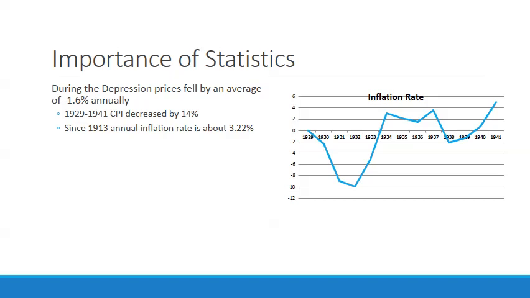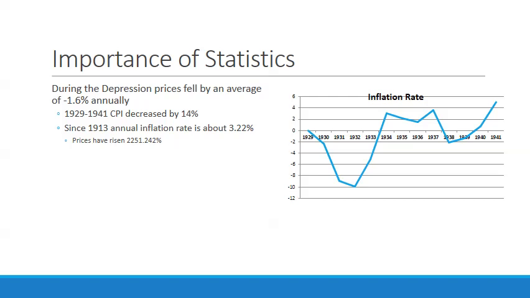Now, from a total standpoint over time, since 1913, annual inflation rates in the United States are about 3.22%. So every year prices rise on average over 3%. Now, total, since 1913, prices have risen a total of 2251%.